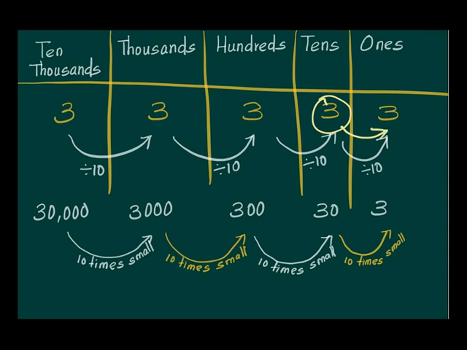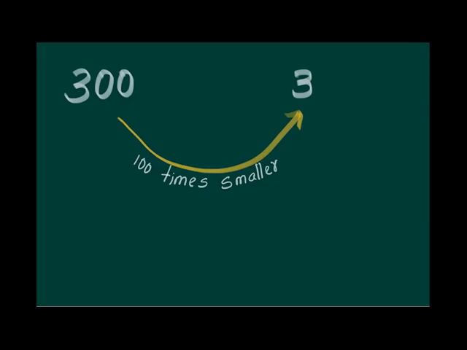So when we divide by 10, the digits move to the next column to the right, and the value decreases 10 times. 3 is 100 times smaller than 300, because when we divide 300 by 100, we get 3. Or we can also write the equation like so, which is 300 divided by 100 equals 3.